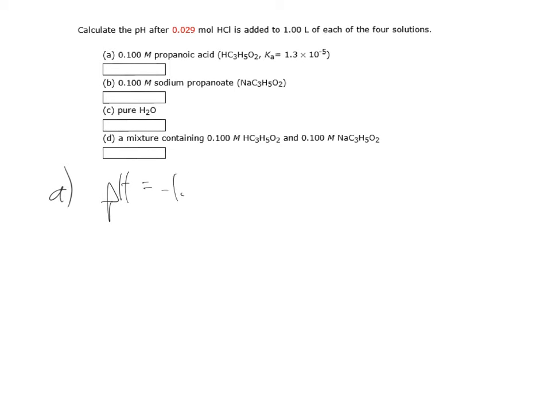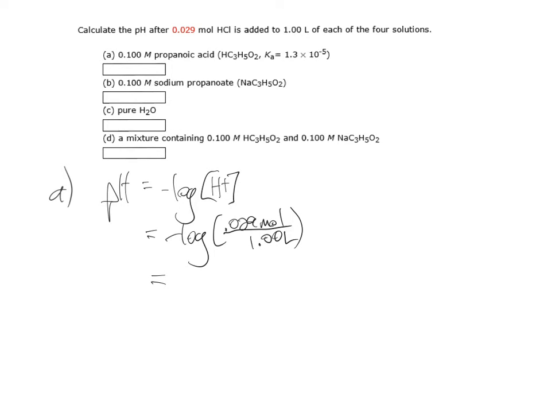All we need to do is take the negative log of the hydrogen concentration, and the hydrogen concentration would just be whatever amount of hydrogen is provided by the strong acid, in this case 0.029 moles, and they tell us that we have a volume of 1 liter. So if we work that out, it's 1.54.